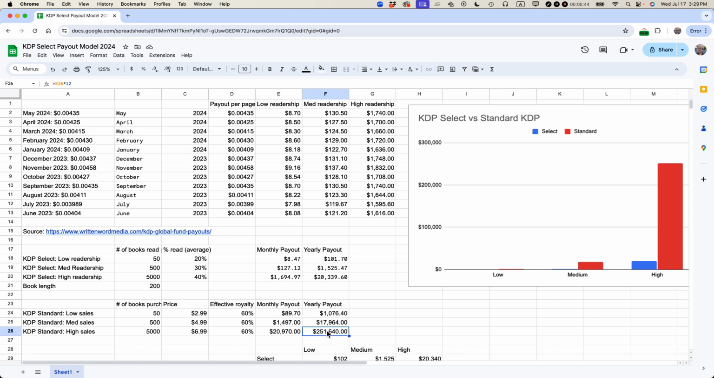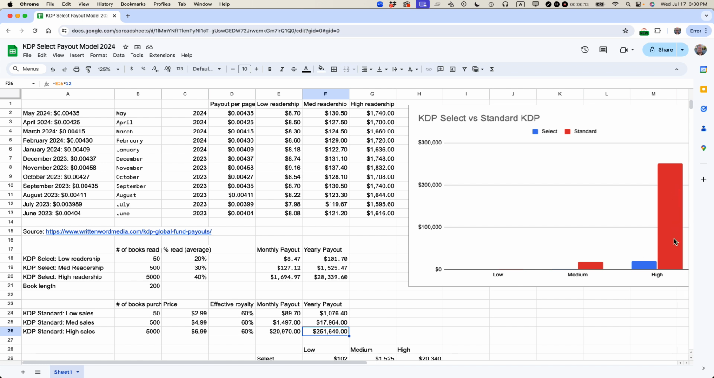Meanwhile, the publishers who are getting high sales, 5,000 books per month, and for some really strong authors that's not unreasonable, are getting some serious income from ebook sales in KDP. So KDP Select versus KDP Standard, in my mind, it's no contest for most authors and publishers. Choose KDP Standard. You'll get a lot more money.